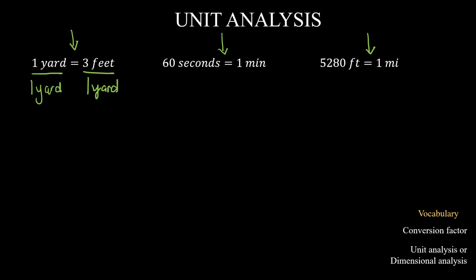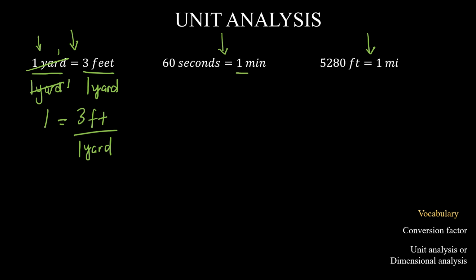All right, on my left, 1 yard over 1 yard. We know that any number divided by itself would just be 1, or you can think of it as it would cancel out. So this is 1 is equal to 3 feet over 1 yard. Okay, so let's try here.